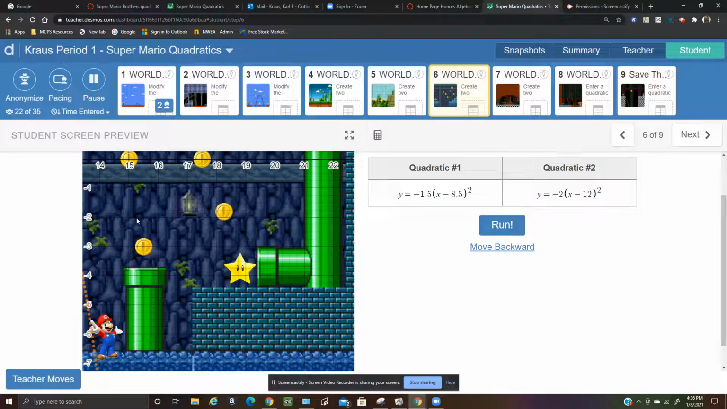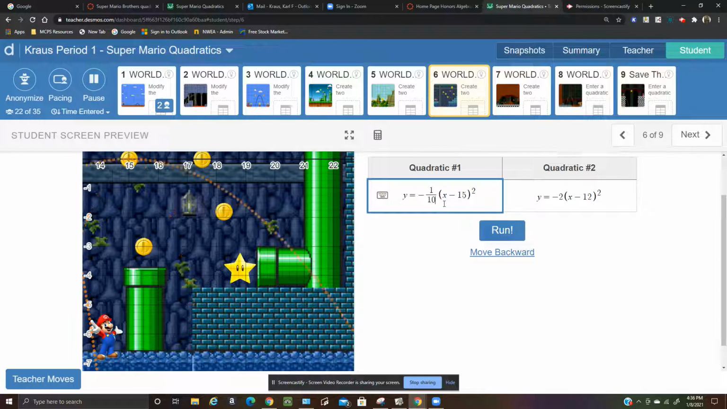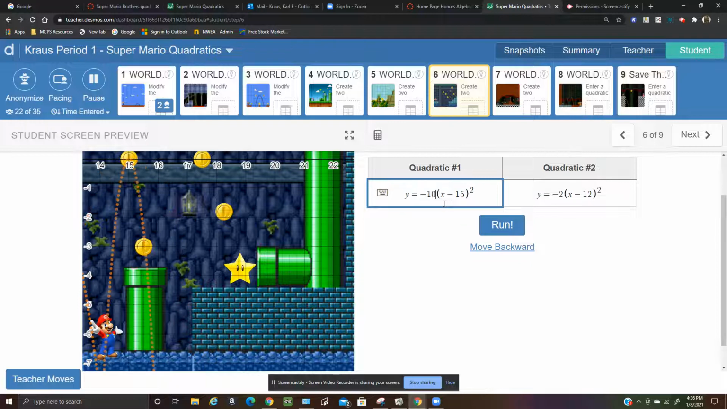So the vertex is at 15.0 and very narrow here. So let's make this negative 15. And you want to go really narrow here. So start with 1/10 and see what happens there. Whoops, the narrow would be 10. All right.